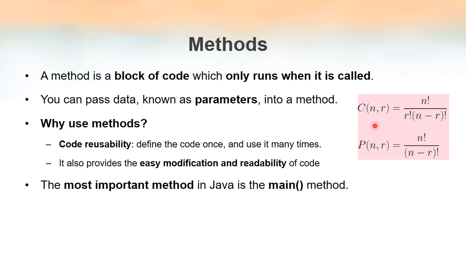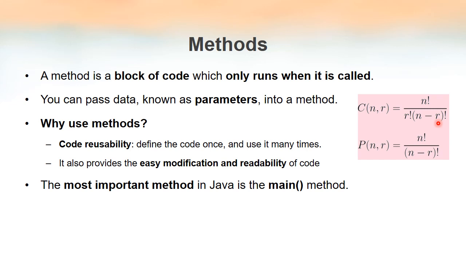So suppose we are going to write lines of code to find the factorial of n. First of all, we have to write the lines of code for finding the factorial of n. Then again, if we write the same lines of code, we have to repeat them to find the factorial of r. Then again we have to find n minus r factorial. So we will once again repeat those lines of code to find the factorial.